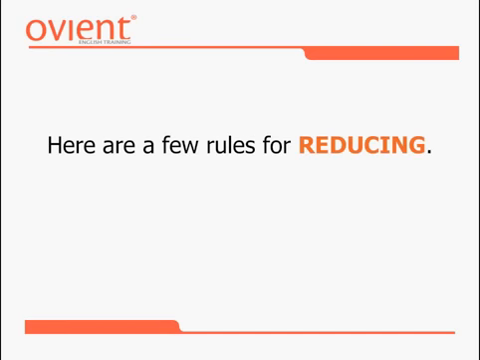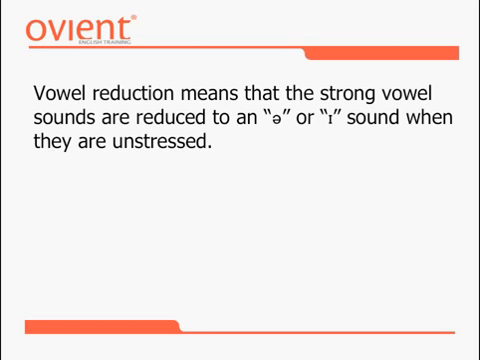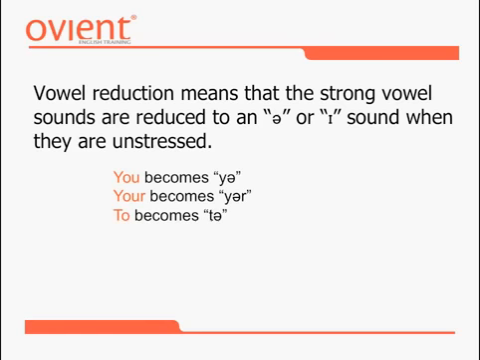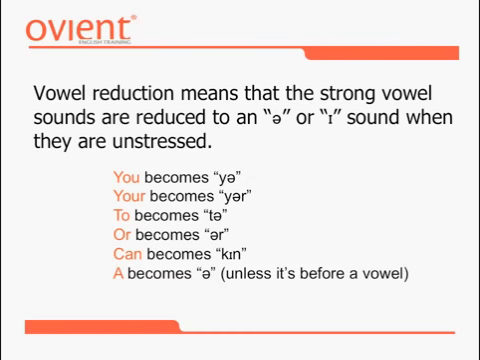Here are a few rules for reducing. Vowel reduction means that the strong vowel sounds are reduced to an uh or i sound when they are unstressed. You becomes ya, your becomes yer, to becomes tuh, or becomes er, can becomes kin, and a becomes uh.